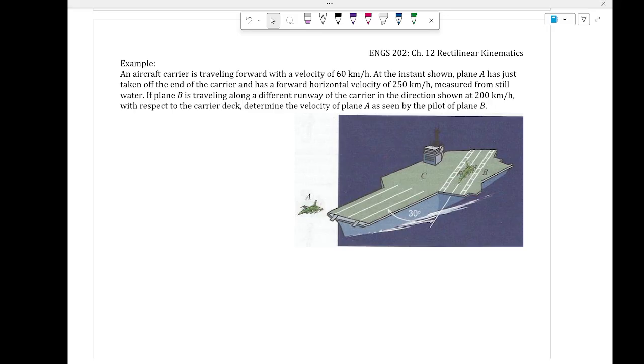It says here an aircraft carrier is traveling forward with a velocity of 60 km per hour. Okay, I believe it. So it has a velocity of 60 km/h.